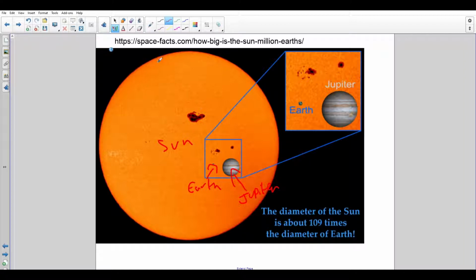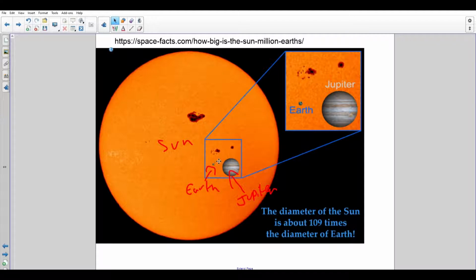If we want to pause the video and go to that website, just have a quick look at visualizing what we mean in terms of scale, and just to see how small the Earth is compared to the Sun, and basically how insignificant we are when we compare ourselves to our nearest star. But also then how special we are that we have life on our planet compared to all the other planets.